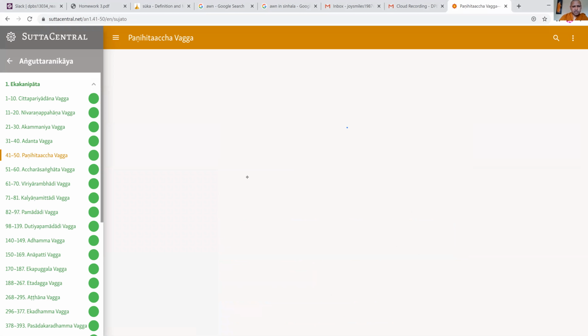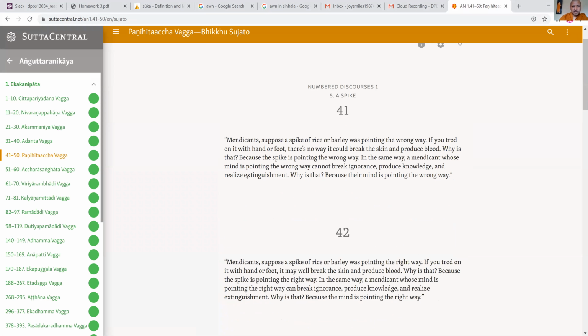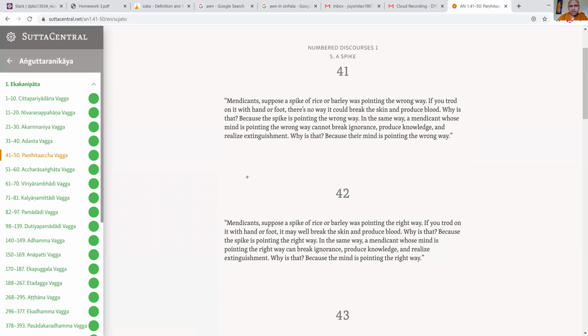So let's read. Bhikkhus, suppose a spike of rice or barley was pointing the wrong way. If you trod on it with hand or foot, there's no way it could break the skin or produce blood. I see. Why is that? Because the spike is pointing the wrong way. So, a bad example.